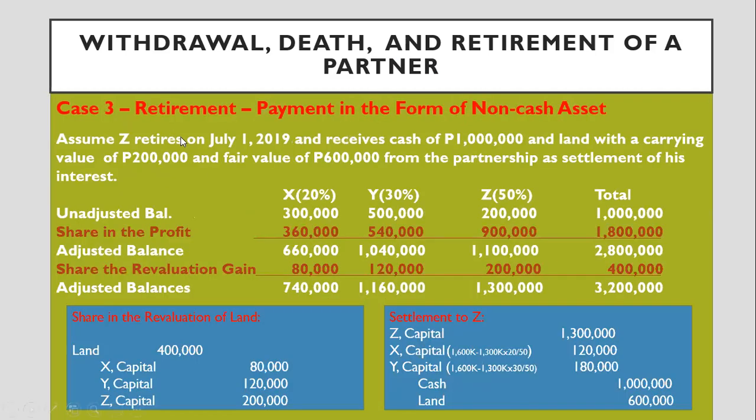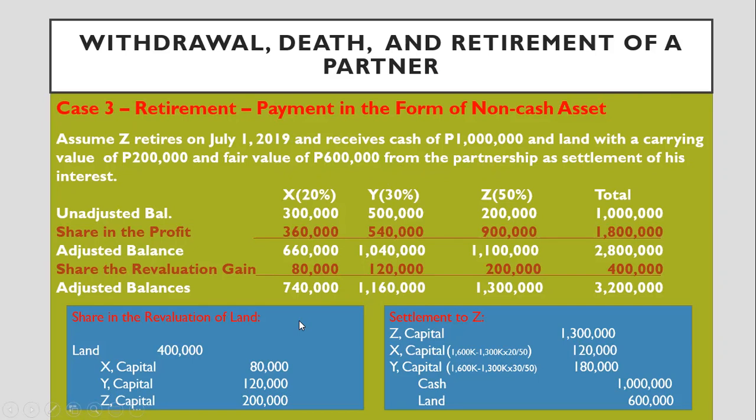Okay, case number 3, the retirement is in the form of non-cash asset. We'll have still the same problem. These are the adjusted balances after the profit sharing, same amount, 1,100,000. Assume Z retires on July 1, 2019 and receives cash of 1 million and land with carrying value of 200,000 and fair value of 600,000 from the partnership as settlement of his interest.